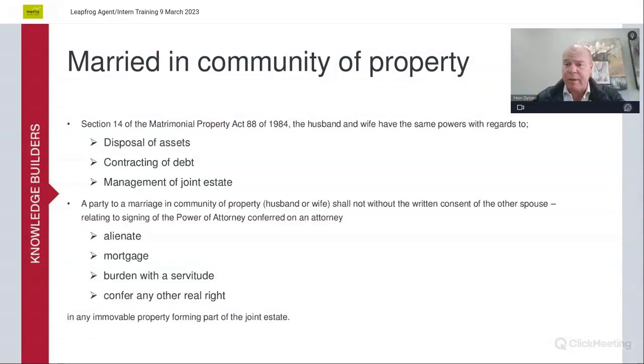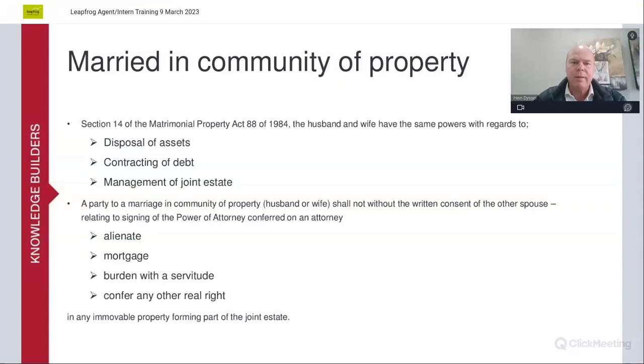The property is in my name. I was unmarried when I bought this property. It's in my name. I want to sell this property. Right, how are you married? Are you married out of community of property now? Or no, I'm married in community of property now. No, well, then your spouse must sign with you. No, but this property wasn't in her name when I bought it 10 years ago.